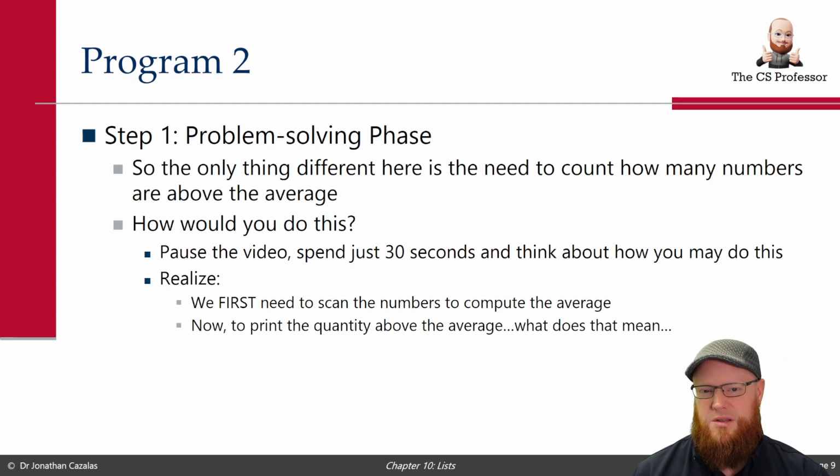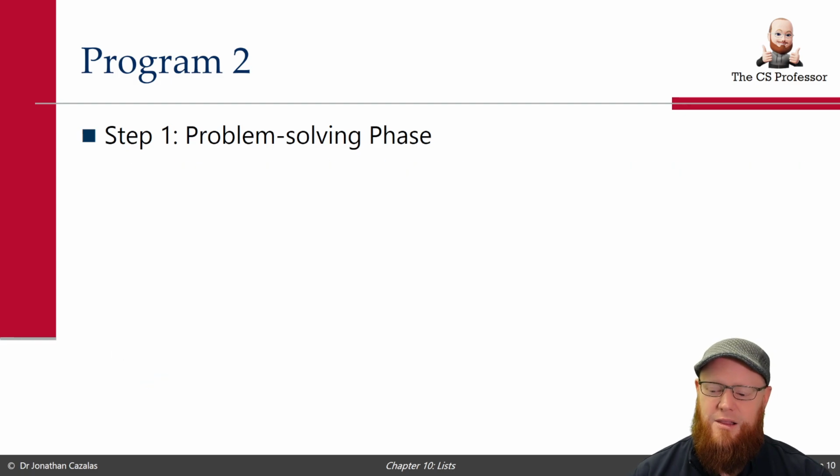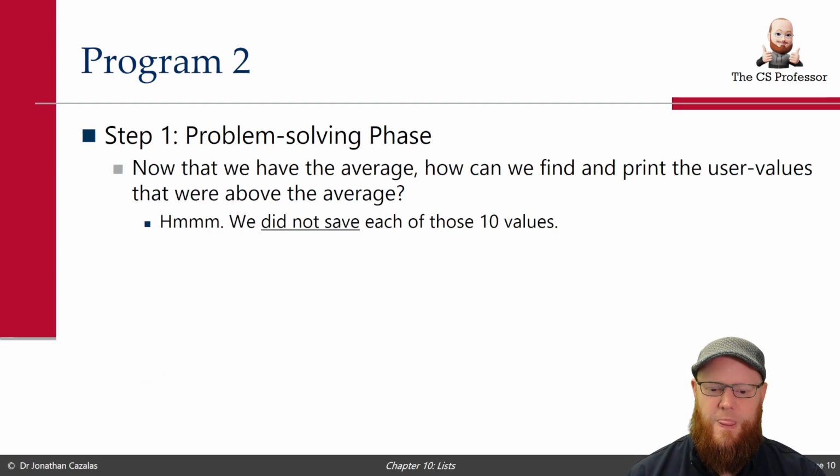What's the consequence there? Pause the video. Do yourself a favor. Pause the video. Spend 30 seconds, and then ask yourself, what's the challenge of doing this? Go ahead and pause. The challenge is what? We didn't save those numbers that the user entered. So if they entered 10 numbers, we didn't save each of those 10 numbers.